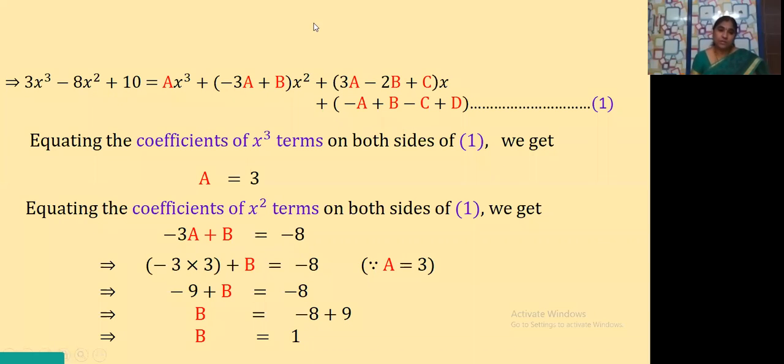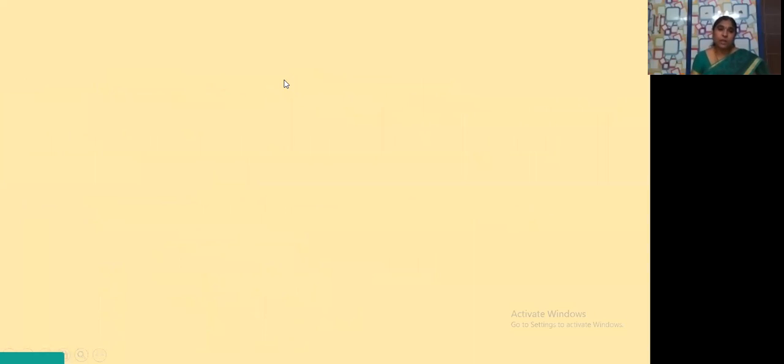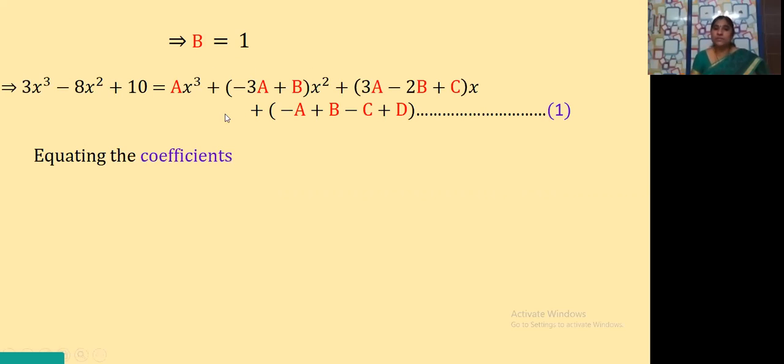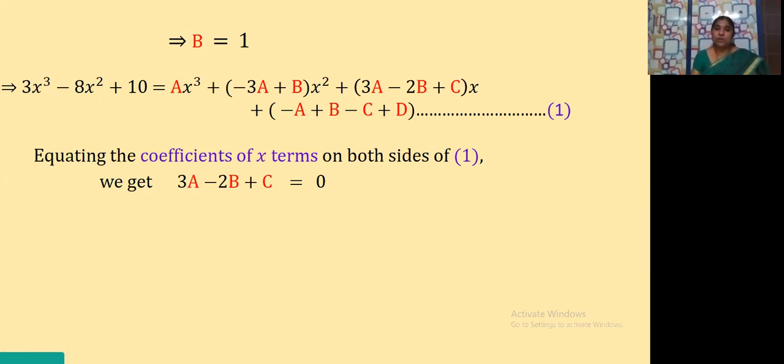Still two more values are left, children. So b is equal to 1, and equation number 1 is this one. Now next we are going to equate the coefficients of x on both sides. What is the coefficient of x here? 3a minus 2b plus c. And what is the coefficient here? There is no x term. That means, as I said, it should be taken as 0. So 3a minus 2b plus c is equal to 0.